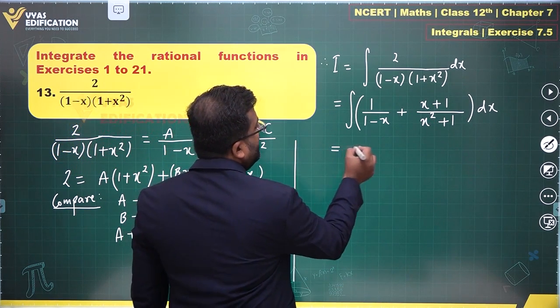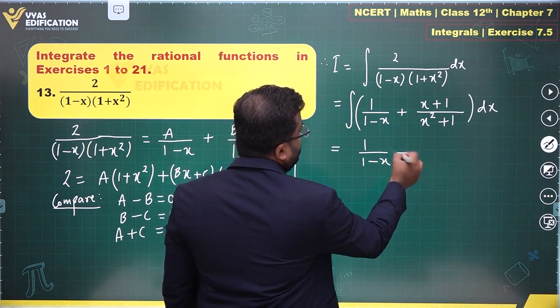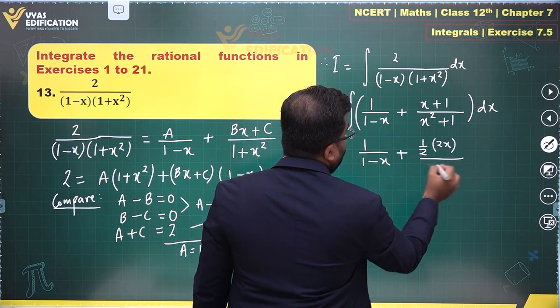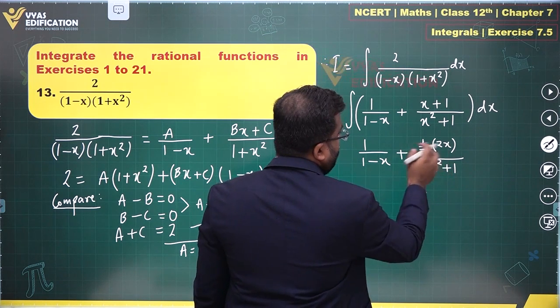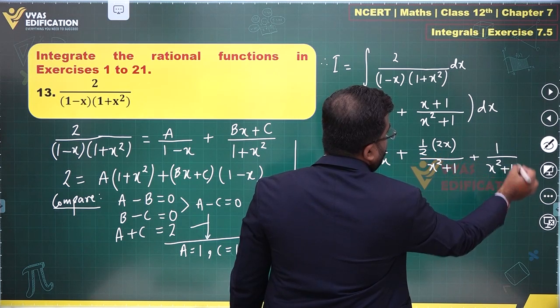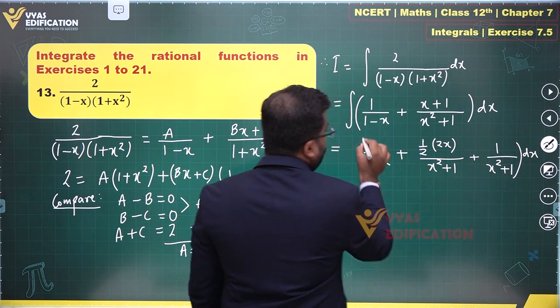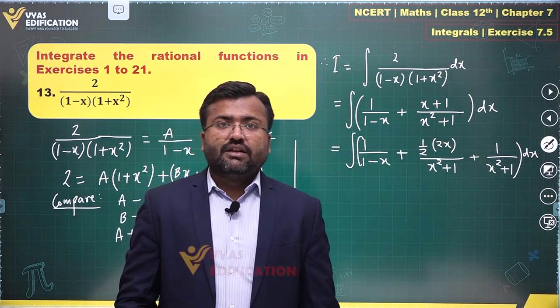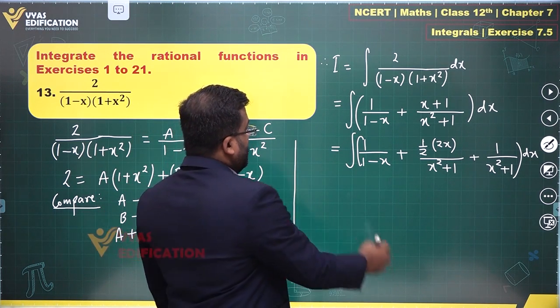We'll do that. 1 upon 1 minus x plus, what is this? Half of 2x is what I get upon x square plus 1. Okay, that's simple. And that third term, 1 upon x square plus 1 dx, that can be kept separate, right? This can be separated. This is what I'll get. Is that okay? Yes. What else?